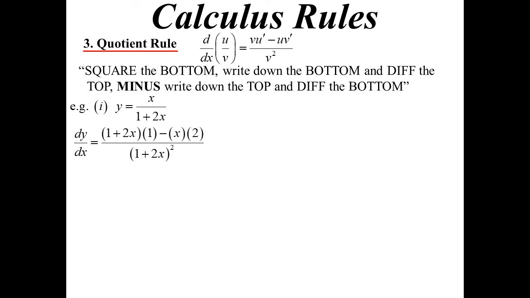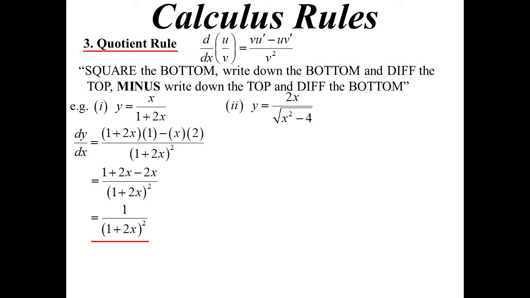Minus. So in the quotient rule, it's minus. The product rule, it's plus. Minus. Write down the top, x. Diff the bottom, 2. Tidy that numerator up, and there we have it. 1 over (1 plus 2x) squared. Once again, don't worry about all this UV rubbish. Just confuses things. Try another one.